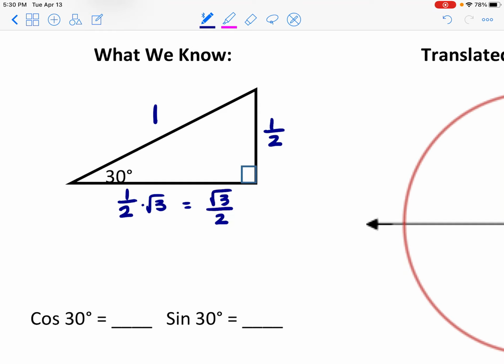Okay? So if I said to identify the cosine for this 30-degree angle, well, the cosine, if you remember from our SOHCAHTOA review, says make a ratio of the adjacent side over the hypotenuse. So the adjacent side, sorry, that's the opposite side. The adjacent side to the 30 degrees would be radical 3 over 2, and the hypotenuse is 1. So if I made a fraction, a ratio of radical 3 over 2, and I divided it by 1, that's not going to change that radical 3 over 2. So we could say the cosine for 30 is exactly radical 3 over 2.